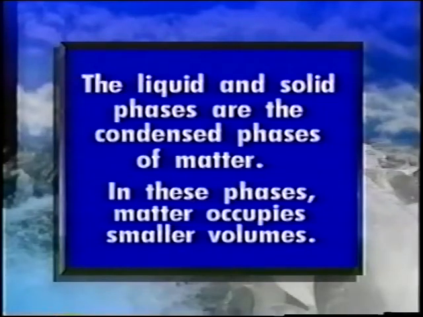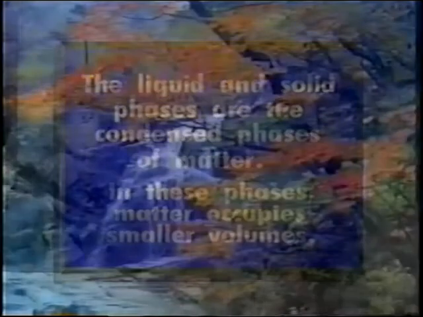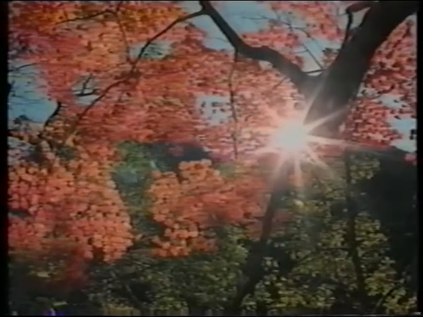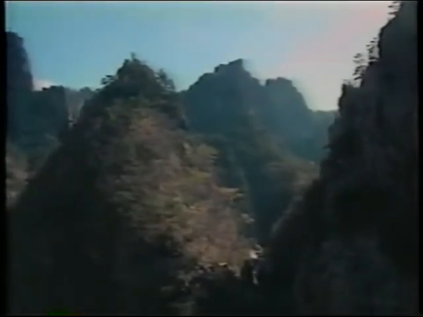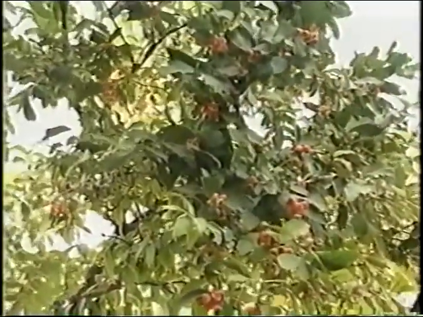The liquid and solid phases are called the condensed phases of matter. This is because matter in these phases occupies relatively smaller volumes than in the gaseous phase. We can easily observe and identify these condensed phases. A gas, like the air around the solid and liquid you see, cannot be observed as easily unless it is colored. But we can infer its presence in other ways.